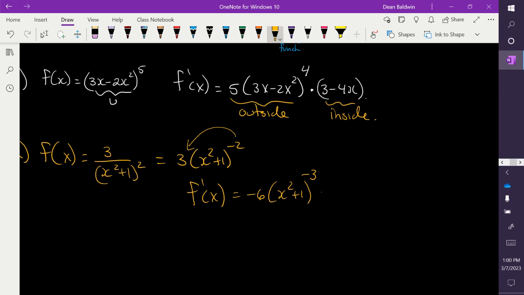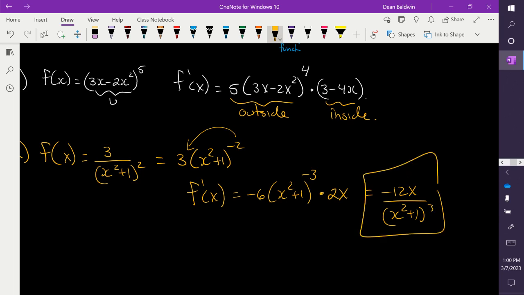Then you have to multiply by the inside derivative. What's the derivative of x squared plus 1? 2x. This is easy to clean up. We can just go 2 and 6 is negative 12x and flip it back down. And that's your derivative. You don't have to use quotient rule, so that saves you a bunch of time.